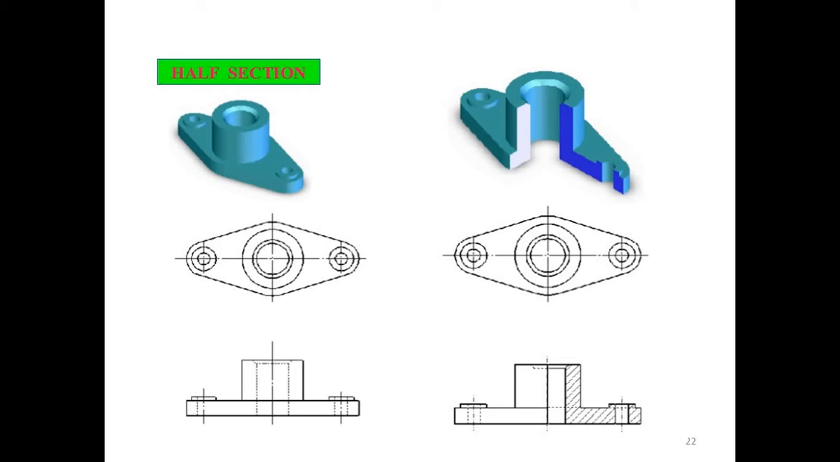Considering that first small hole, which is visible because the half section is taken there, so the hole is drawn visible. But in the second view, there is no half section, so this portion or those holes come in dotted lines. Likewise, such types of half sections are taken to draw orthographic views.